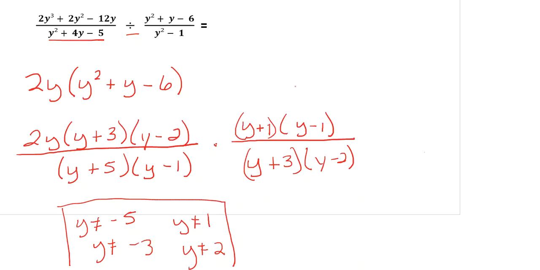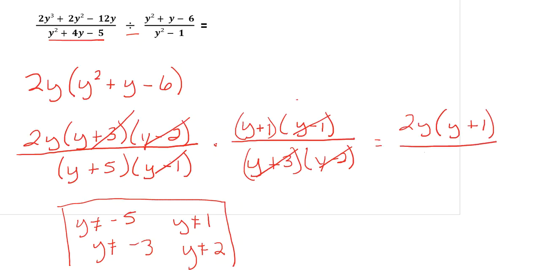So now let's go ahead and cancel what we can. We have y plus 3 here, cancels with this y plus 3. We have a y minus 2 canceling, and we have a y minus 1 canceling. So what we have left in our numerator is 2y times y plus 1, and the only thing left in the denominator is y plus 5.